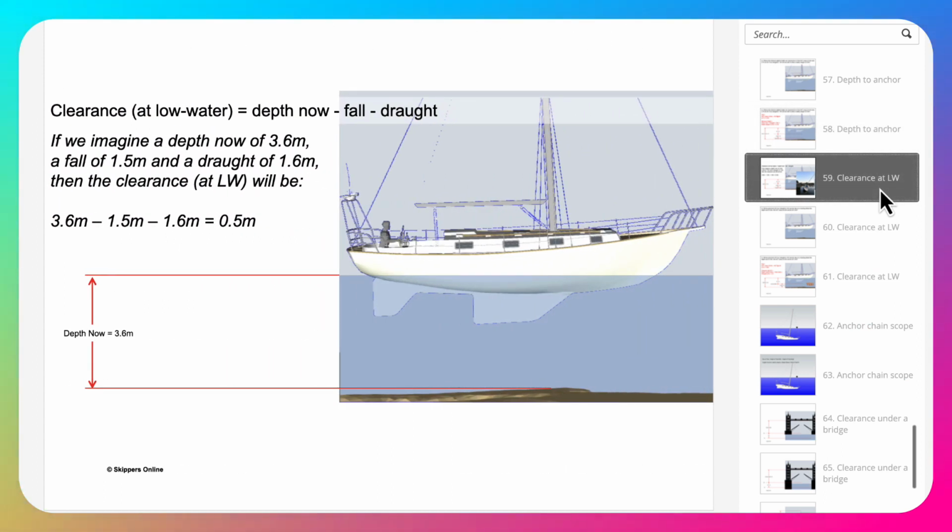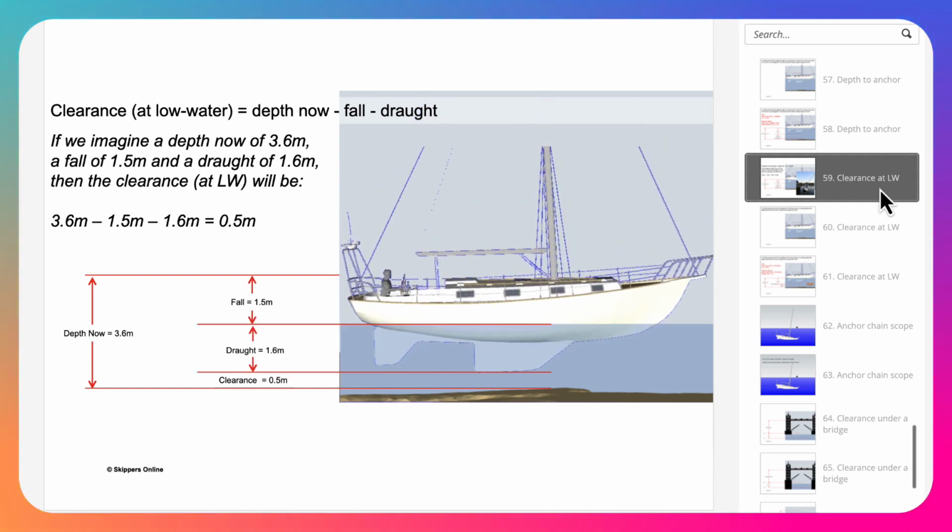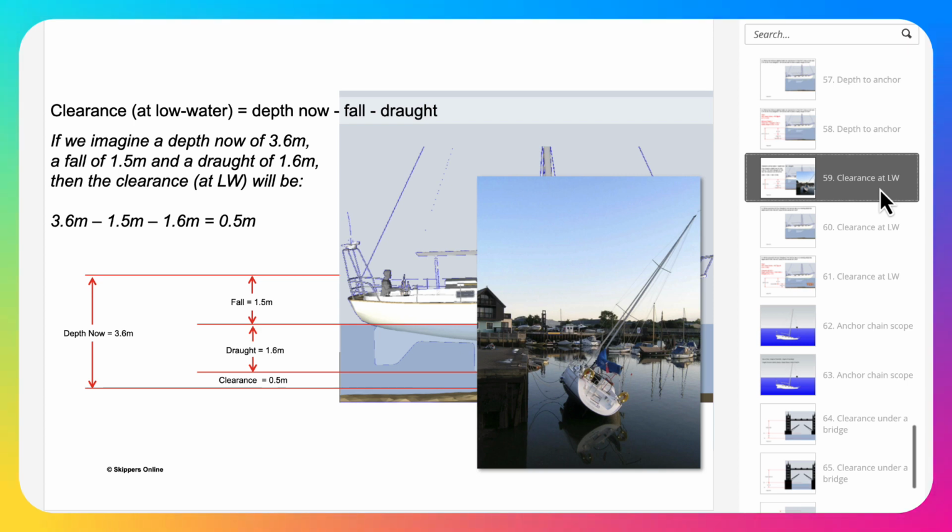A very similar calculation can be used when you pick up a mooring or come alongside a berth to check whether you will be aground at low water. Clearance at low water equals depth now minus fall minus draft. If we imagine a depth now of 3.6 meters, a fall of 1.5 meters, and a draft of 1.6 meters, then the clearance at low water will be 3.6 meters minus 1.5 meters minus 1.6 meters equals 0.5 meters. Obviously, you want it to be greater than 0.